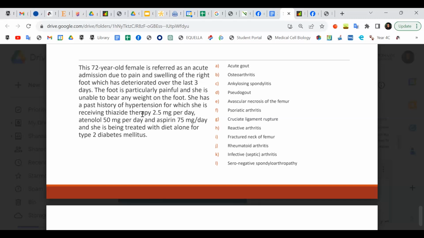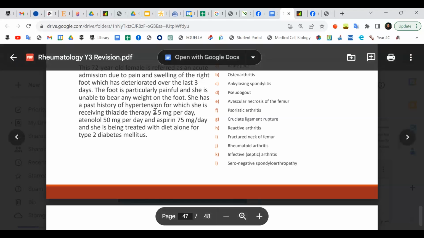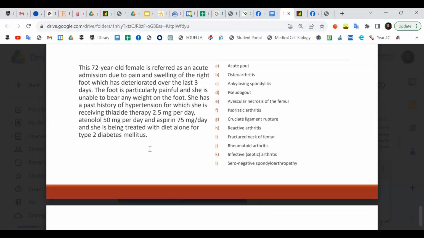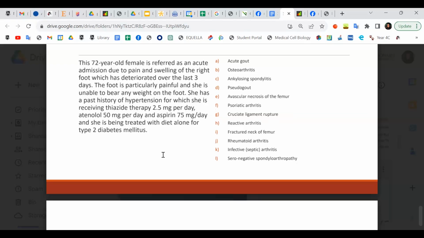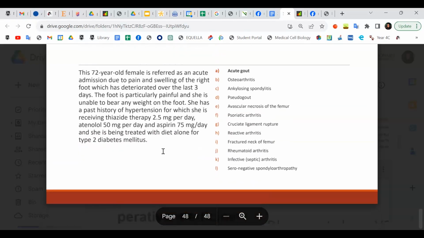Question. A 72-year-old female, acute admission due to pain and swelling of the right foot, which got worse over the last 3 days. The foot is painful, unable to bear any weight. She has past history of hypertension. She gets thiazide for it. She has beta blockers, aspirin, and is treated with diet alone for type 2 diabetes. Very gouty, acute gout. Okay, good job, guys.